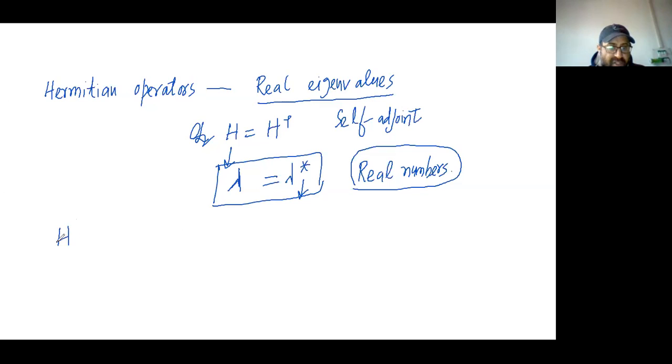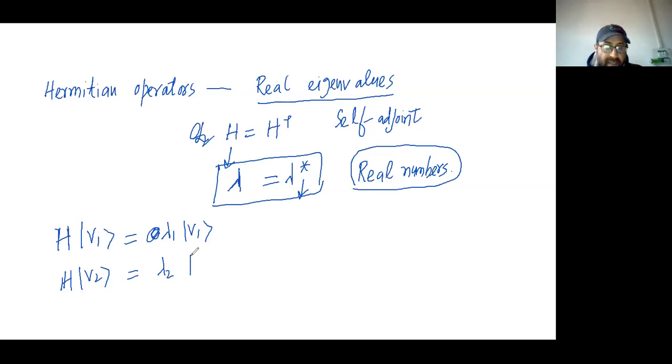Let's say we have a Hermitian operator such that it has an eigenstate v1 with eigenvalue lambda 1, so H acting on v1 gives lambda 1 times v1. Then we have another state v2, and H acting on v2 gives another eigenvalue lambda 2 times v2.